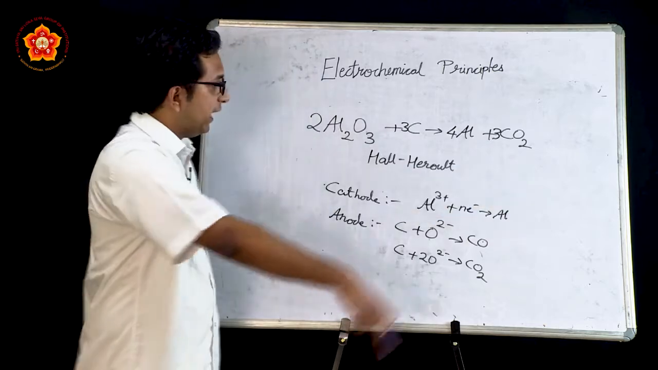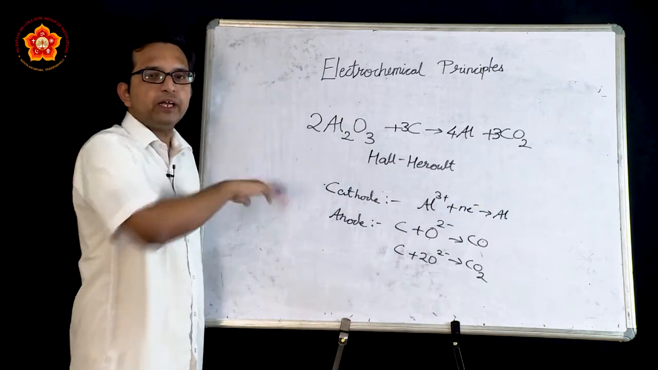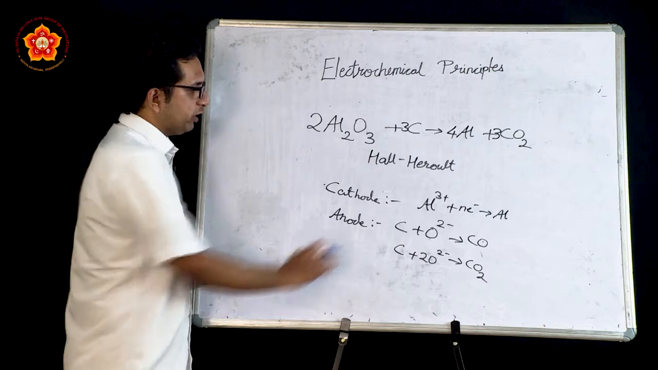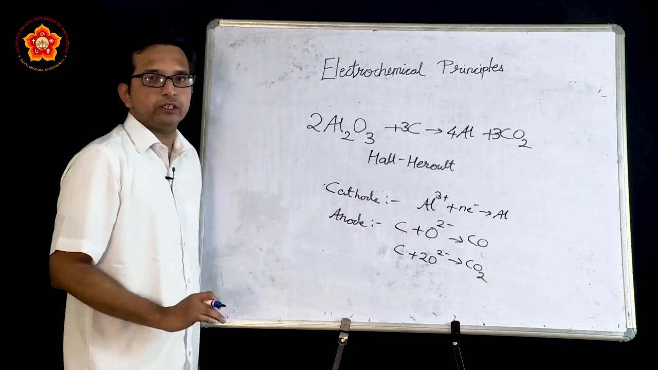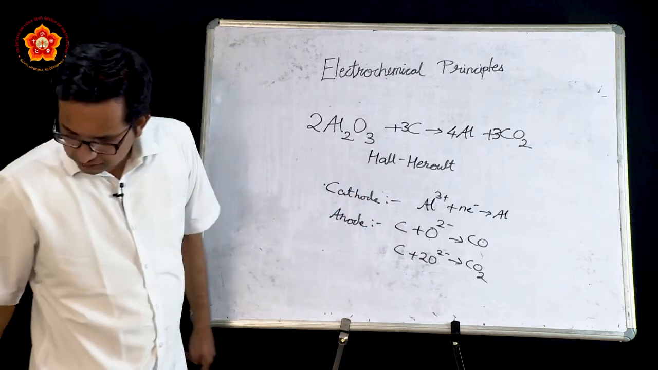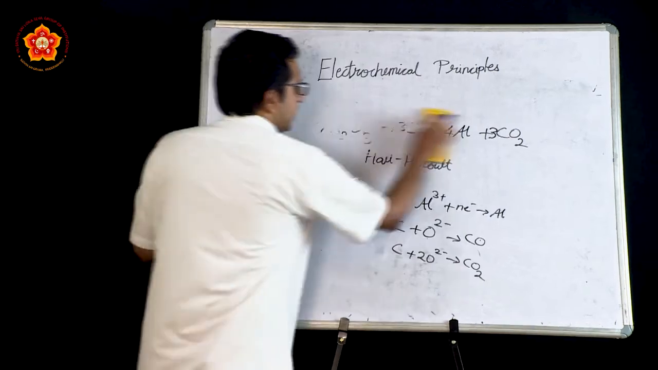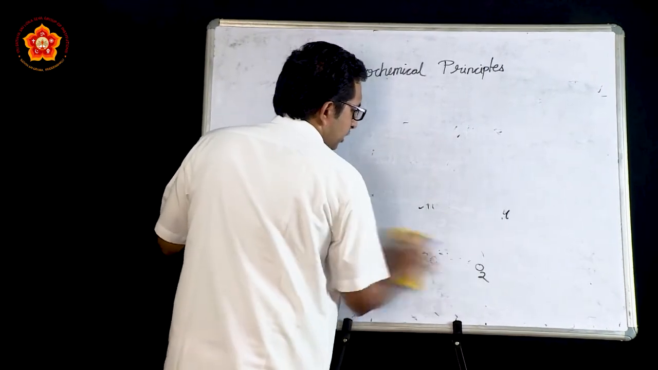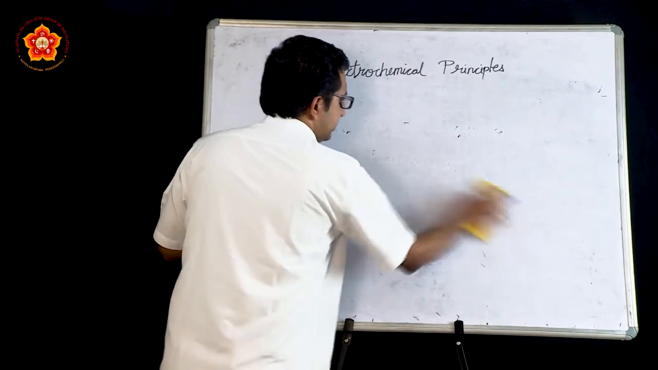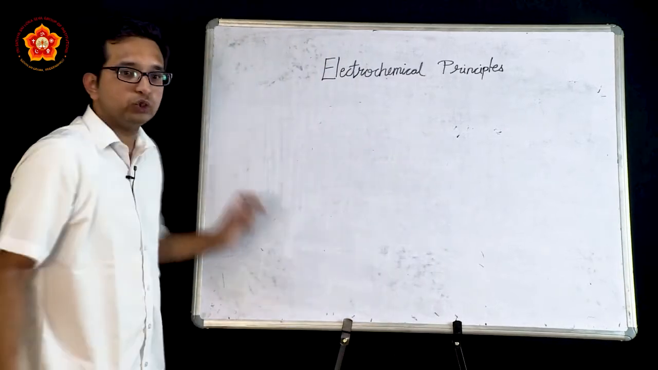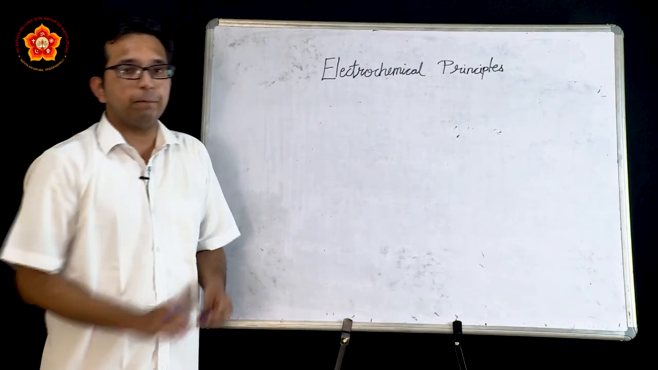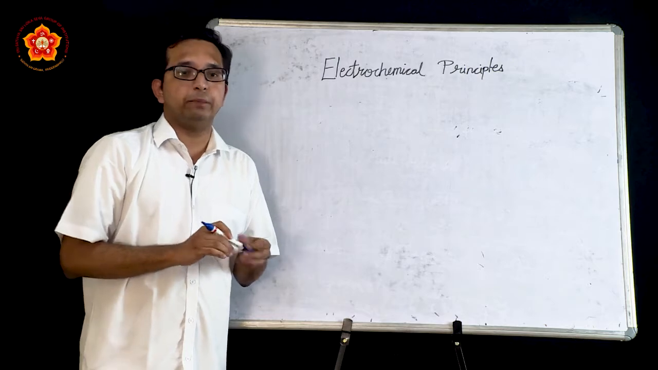So this is how the entire electrochemical principle is employed for the extraction of aluminum metal. Another example of this electrochemical method is extraction of copper. Now remember that we have studied extraction of copper by using the roasting method, by using pyrometallurgy using high temperatures.